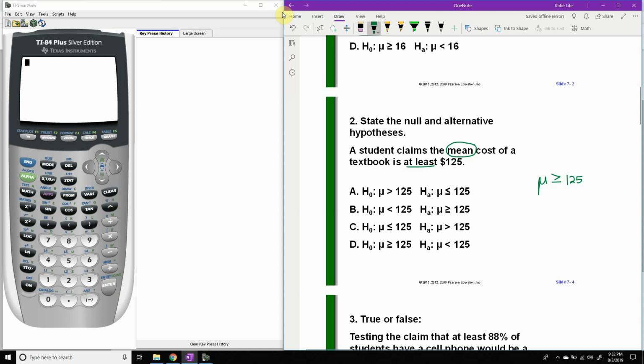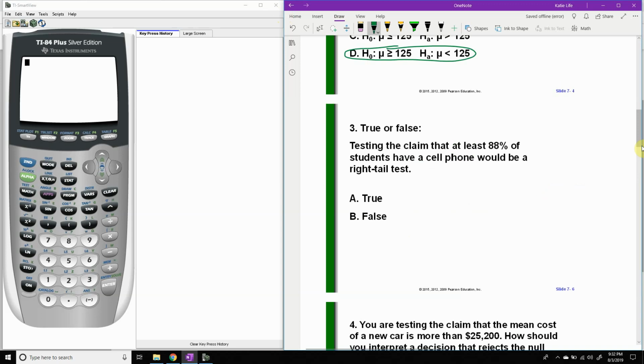Since this is a symbol of equality, I know that this must be the null hypothesis, and the alternative is its complement. So the complement of being greater than or equal to something is to be less than something. So this must be D.